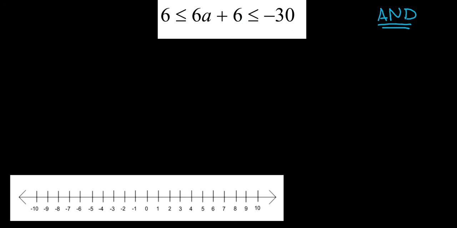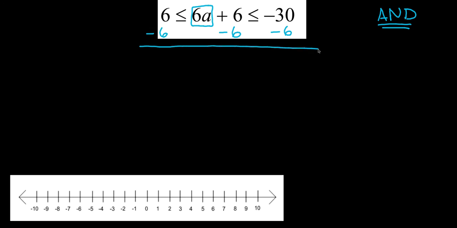So in order to solve this, we're actually going to treat this the same way we treat an equation, but instead of having two sides, this thing has three sides. If I want to get this 6a all by itself, I've got to get rid of this 6. And if I get rid of the 6 in the middle, I've got to get rid of the 6 on the right, and I've got to get rid of the 6 on the left.